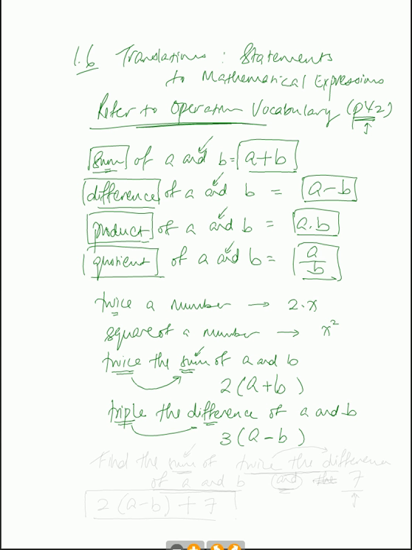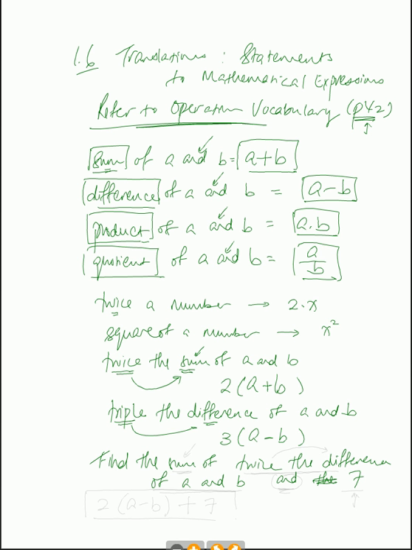So we can of course start confusing you a little bit when we start jumbling up words, right? So for example, we can say find the sum of twice the difference of A and B and, let's not make it too complicated, 7.